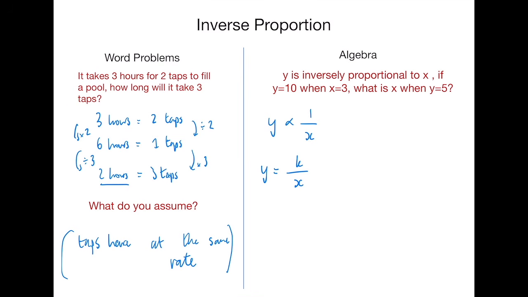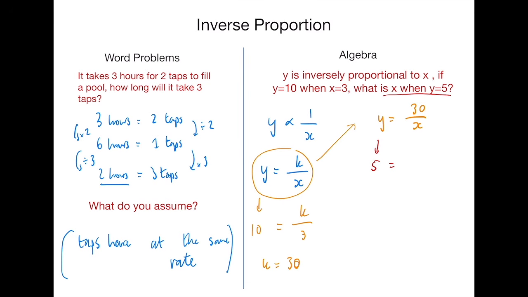If y is 10 when x is 3, so again we introduce the y and the x as the numbers, x equals 3, that leaves us with k being 30. That's the only solution for that one. So again, we go back to here, we introduce that k into the equation, 30 over x, and we want to work out what x is when y is 5. So if we substitute 5 in here, 30 over x, x has to equal 6 for that to work. So that's going to be our answer.